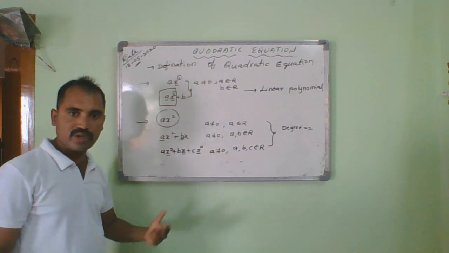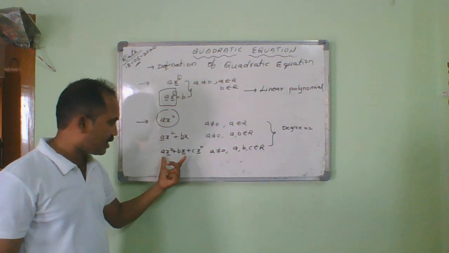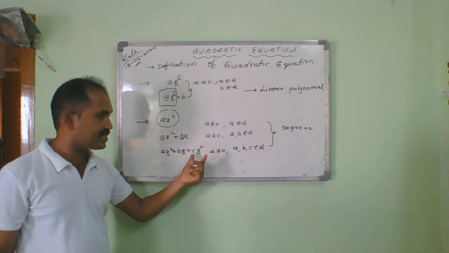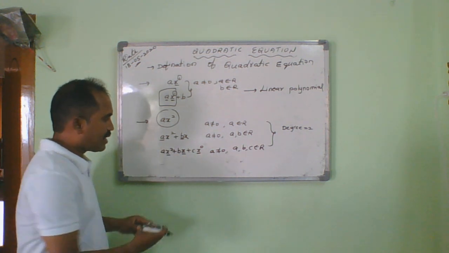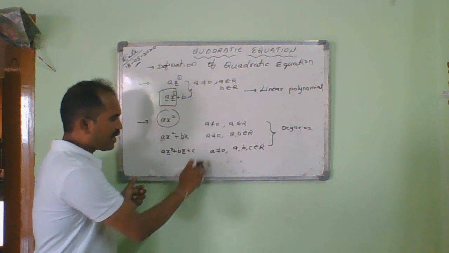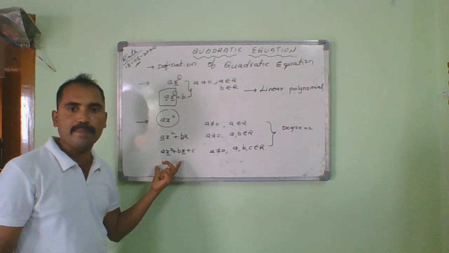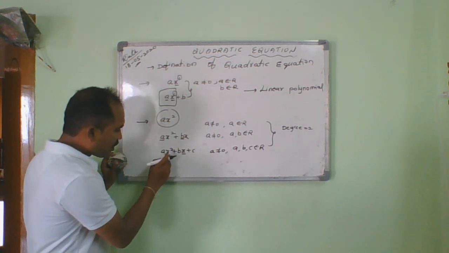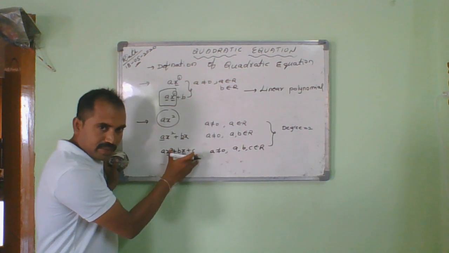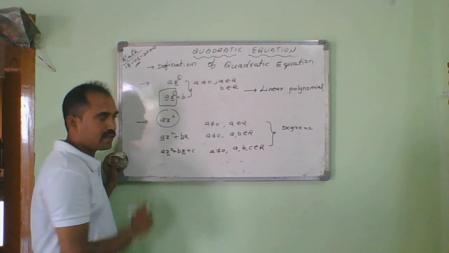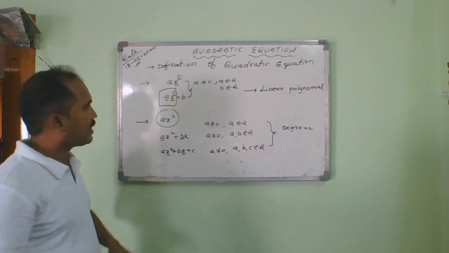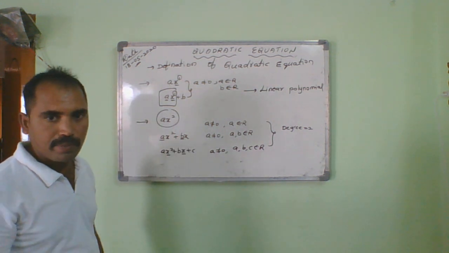There is also one kind of polynomial. This third one is ax square plus bx plus c. It is also called a quadratic polynomial, or before that, it is a polynomial. Why? All the variables are in the numerator and their powers are whole numbers. So this is called a quadratic polynomial.